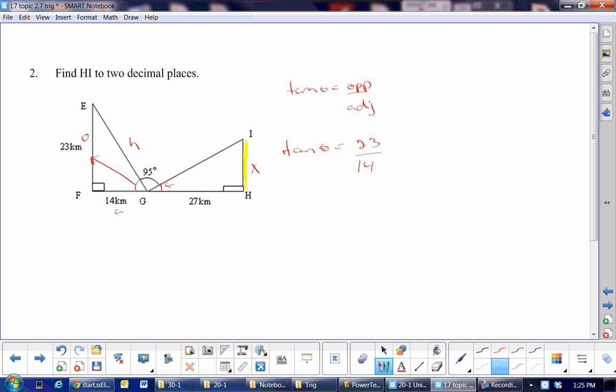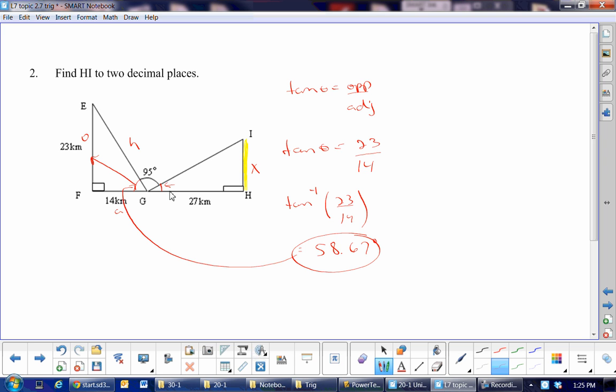over 14. Now remember, if you're trying to find an angle, you have to go second tan, which will give you that, and then you just put the 23 over 14, and you will get 58.67 degrees. Now, I know this angle. So if I add that to 95, and then subtract from 180, I'll get that little angle right here.